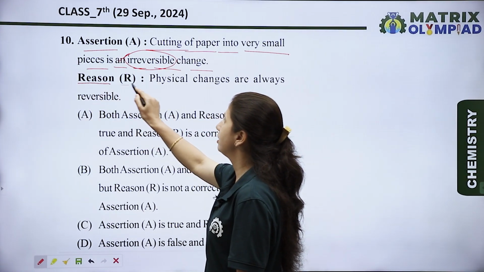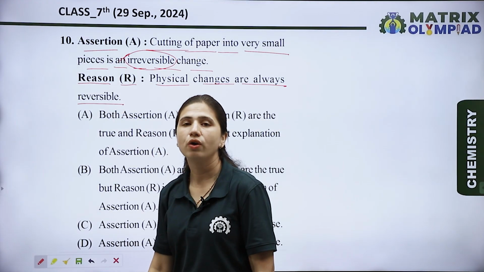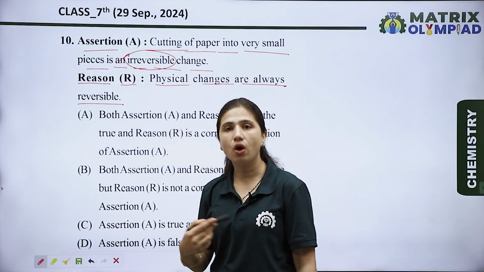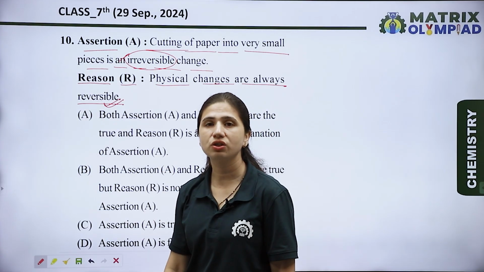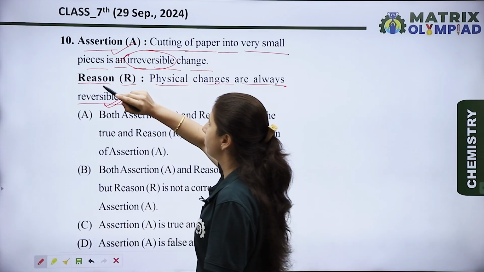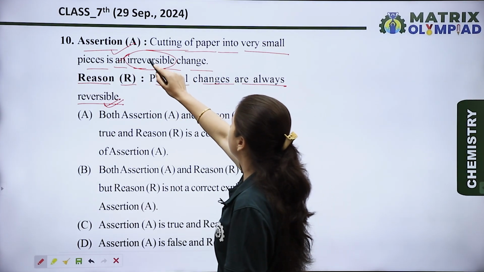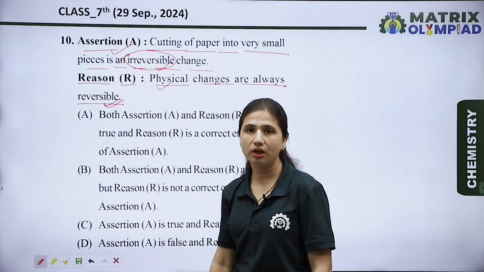Now the next is the reason. Physical changes are always reversible. No, physical changes are not always reversible, because many physical changes are irreversible. So the assertion is a correct statement, but the reason is not a correct statement.